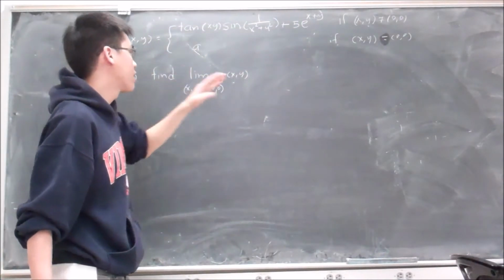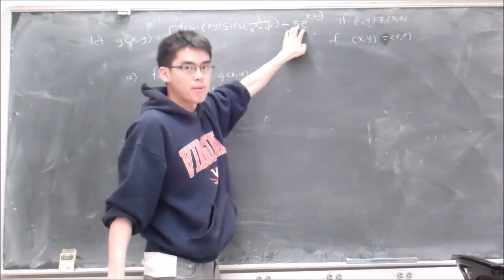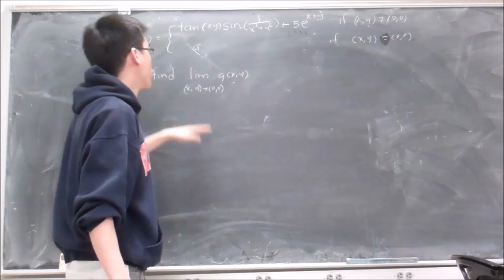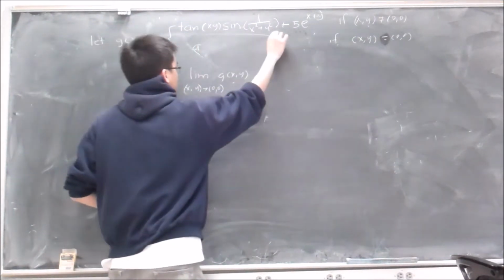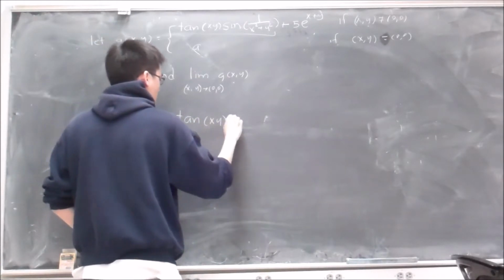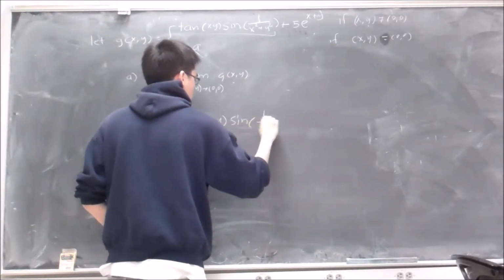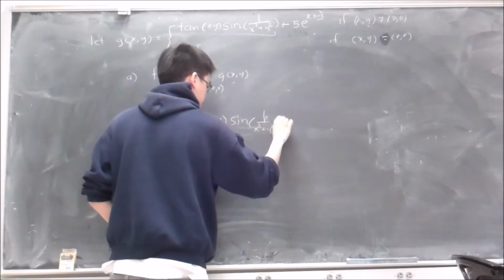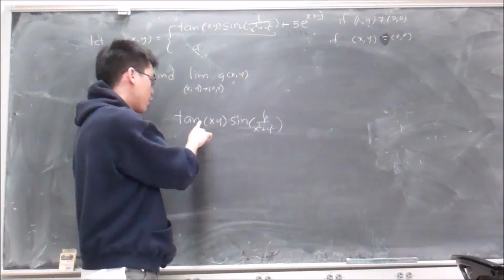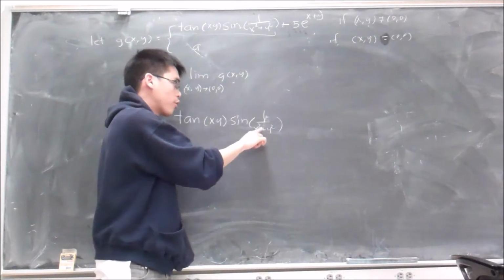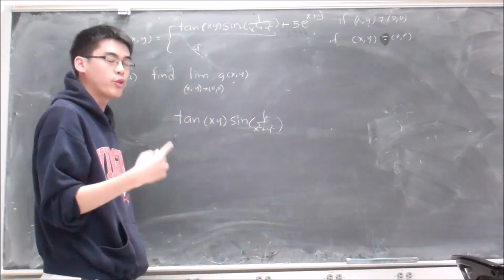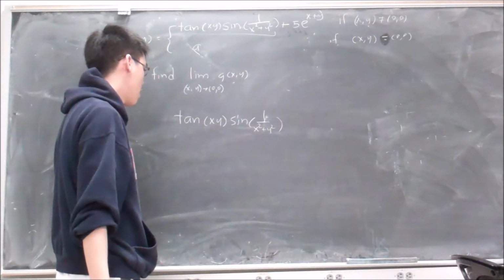And the first thing you notice is that this part has no problem because e to the 0 plus 0 is e to the 0, which is 1. So the problem is with this part. So we investigate more closely. Tangent xy times sine of 1 over x squared plus y squared. Right? So the first thing you try is you plug in numbers. Tangent of 0 is 0. Tangent of 1 over 0 is bad because 1 over 0 doesn't exist. So you need to find somewhere else to solve this problem.